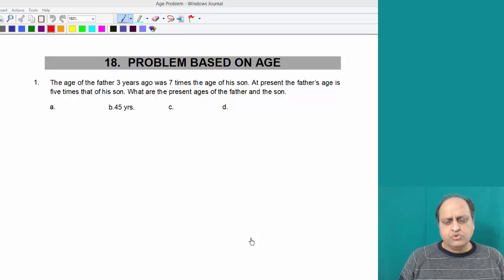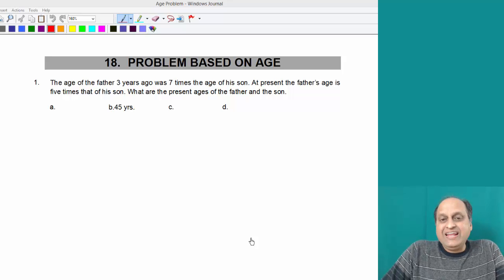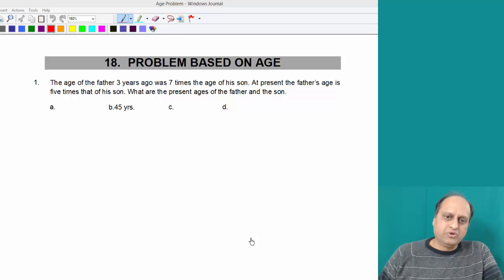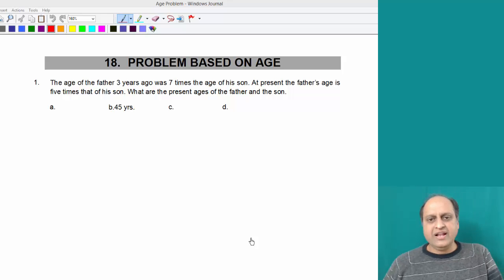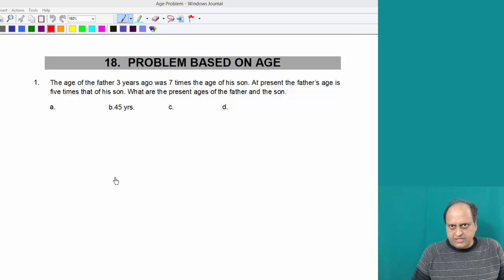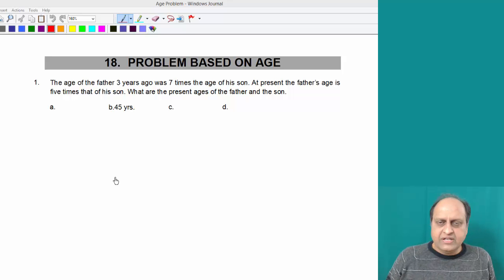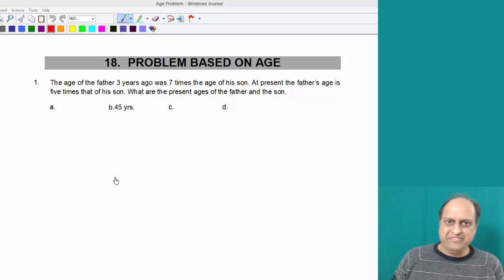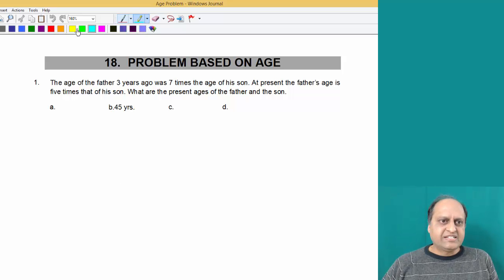I will teach you a wonderful technique of solving problems related to age quickly. Very fast you will be able to do all the problems relating to age. First I'll do it by a longer method, that is the normal method. Then I'll teach you the trick of doing it very fast. Right? Now let us see.